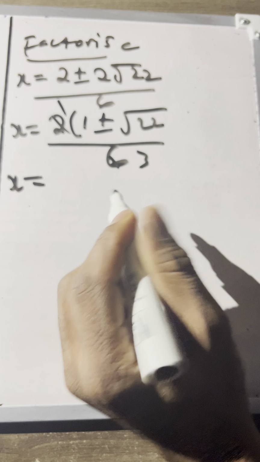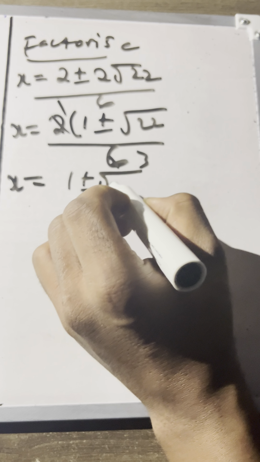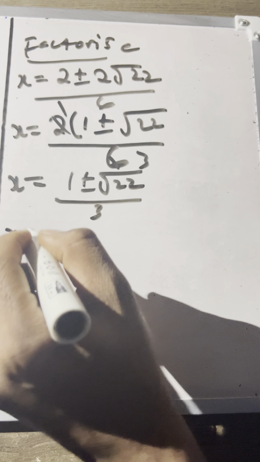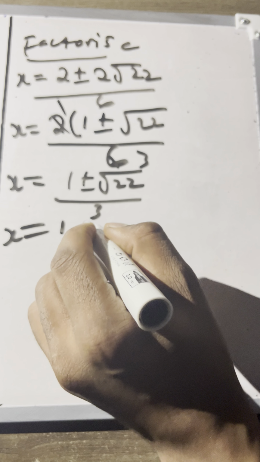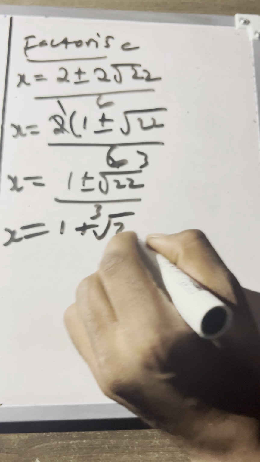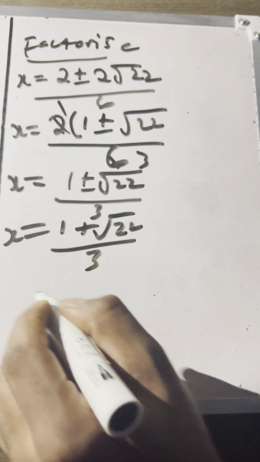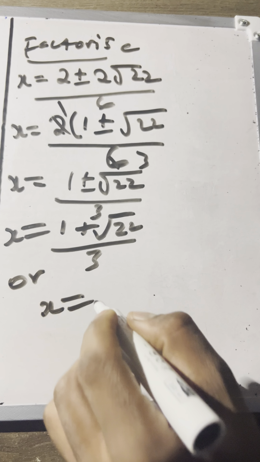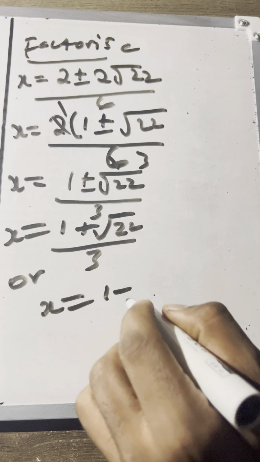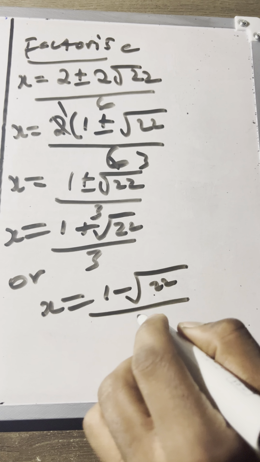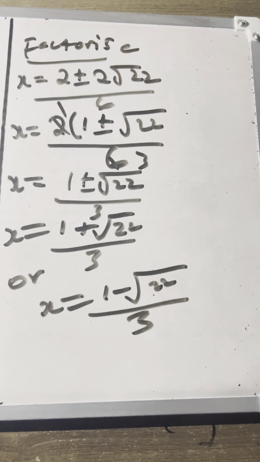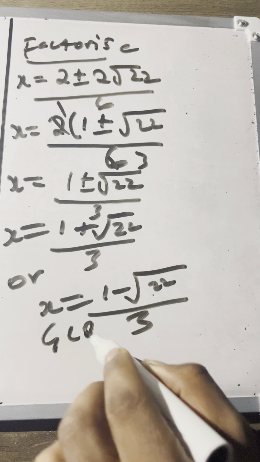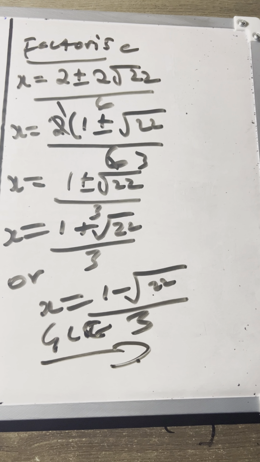x is equal to 1 plus or minus the square root of 22, divided by 3. x is equal to 1 plus the square root of 22 divided by 3, or x is equal to 1 minus the square root of 22 divided by 3. This is known as the quadratic equation, GCSE quadratic equation. Thank you for watching.